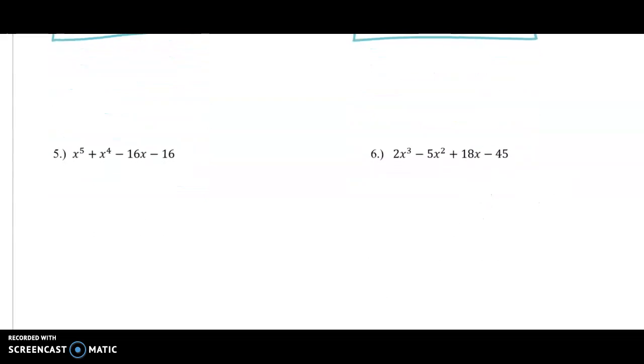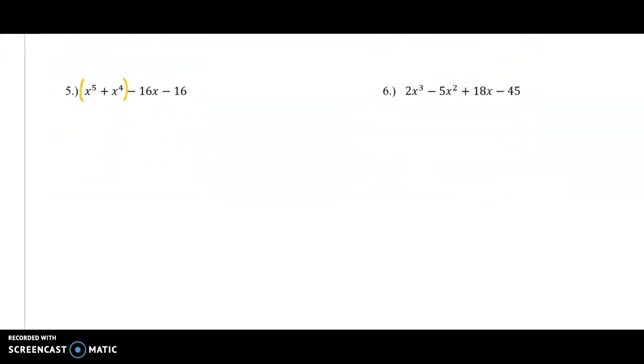Moving on to number 5. Again, start by grouping. Group my two sets here. Then I see what's the largest GCF I can take out of x to the 5th plus x to the 4th? It's x to the 4th, and I would be left with x plus 1. Then I look at negative 16x minus 16. I can take a negative 16 out, and I would be left with x plus 1. So then from there, since I have the same thing inside the parentheses, I can go ahead and factor out an x plus 1. So I can take x plus 1 out, and I would be left with x to the 4th minus 16.